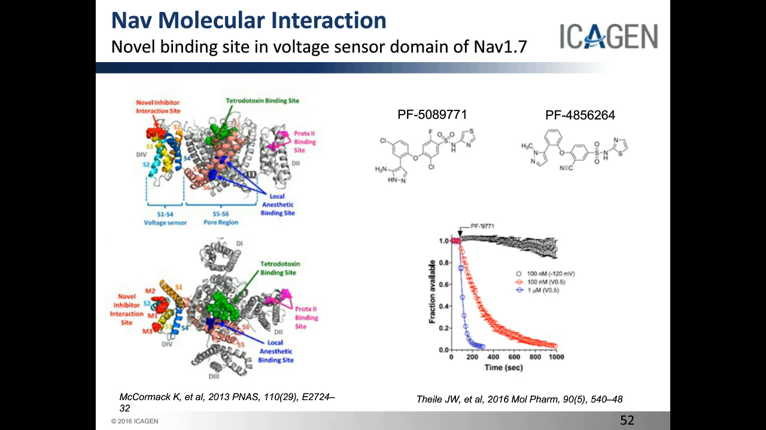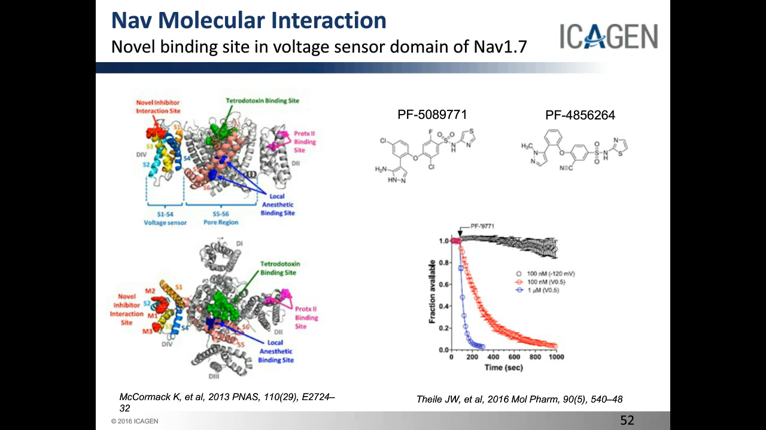So the graph on the bottom right in black shows application of 100 nanomolar of PF771 to the resting state of the channel, and essentially there's no block. However, when this compound is applied to the inactivated state of the channel, you get complete block. But there's also another caveat to these compounds. Some of them block very slowly. As you can see, yes, 100 nanomolar 771 results in complete block, but it takes 15 minutes to get there.